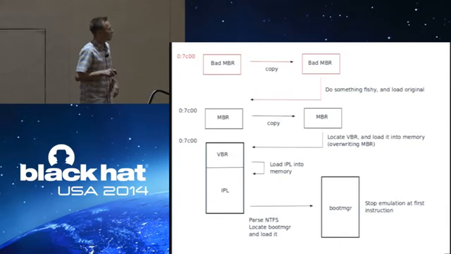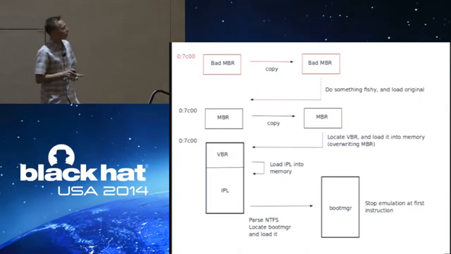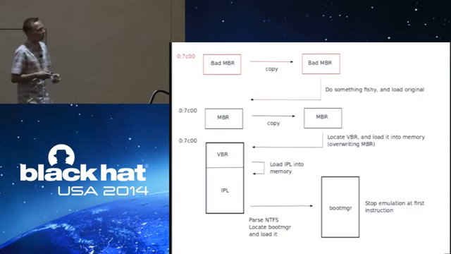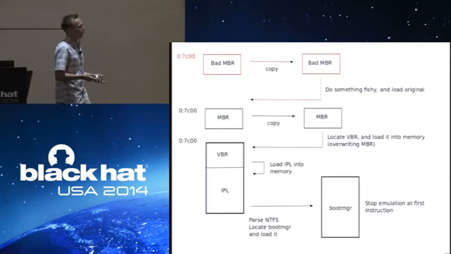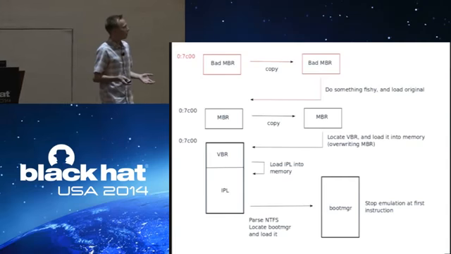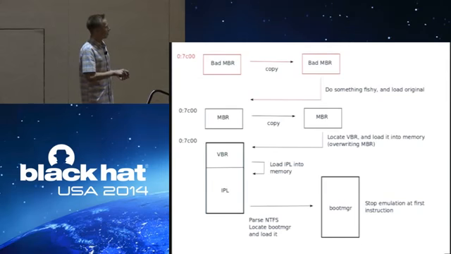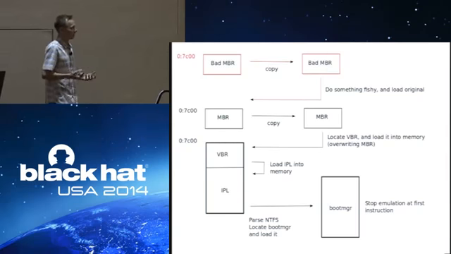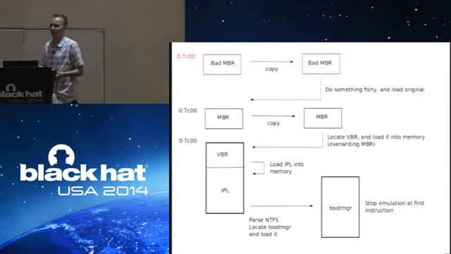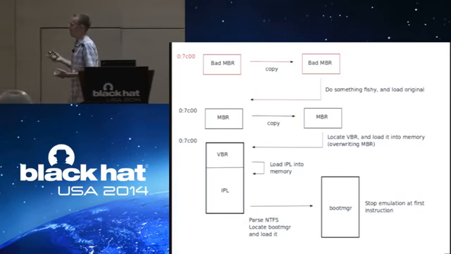So you see up here, this is the first guide to be run, which would be the bad MBR, right? So as we saw in the demo, it would still copy itself to a different memory location, do something fishy, and then load the original back to where it used to be. And from here on, everything in this area will be the exact same as what we expect it to be. So the question is, how do you detect that this is bad?